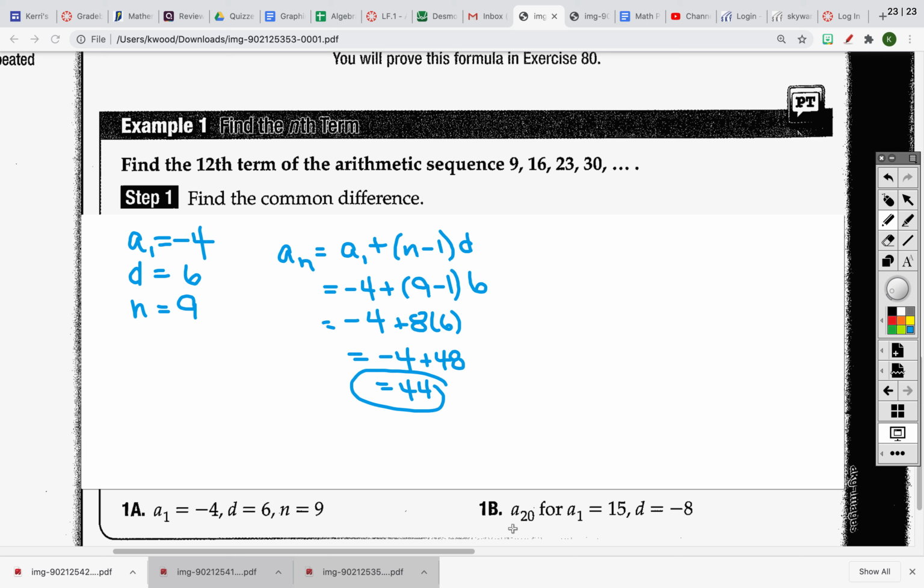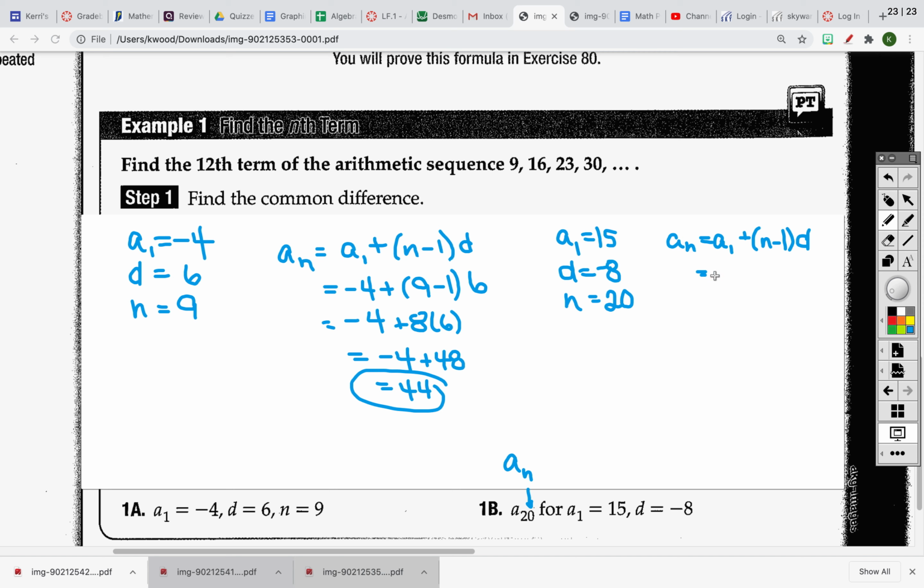Okay, if it looks like this, a sub 20, that means, and you can see if I wrote this as a sub n, that the n is equal to 20. So in this format, my first term in the sequence is 15. The common difference is -8. The term I'm looking for is the 20th term. So I write down the formula first. a sub n equals a sub 1 plus n minus 1 times d.